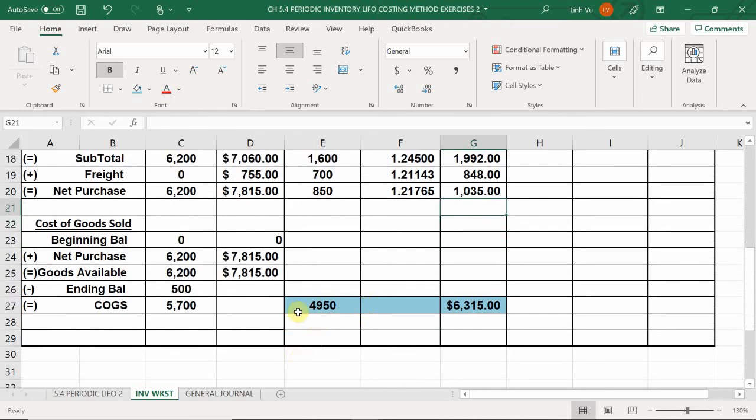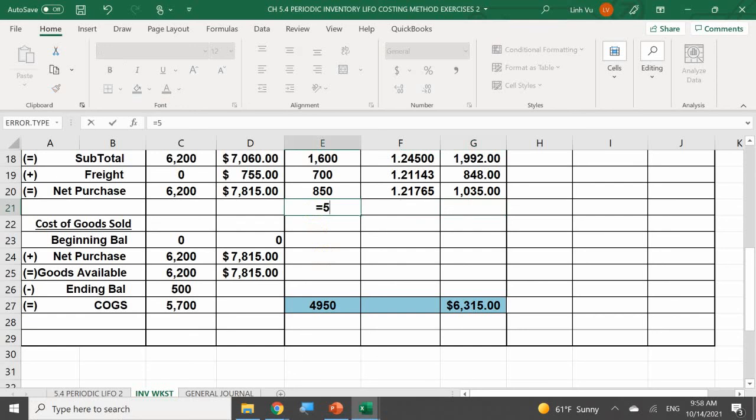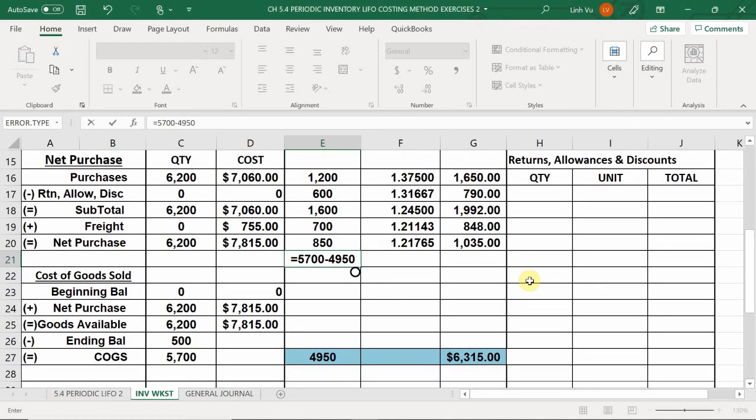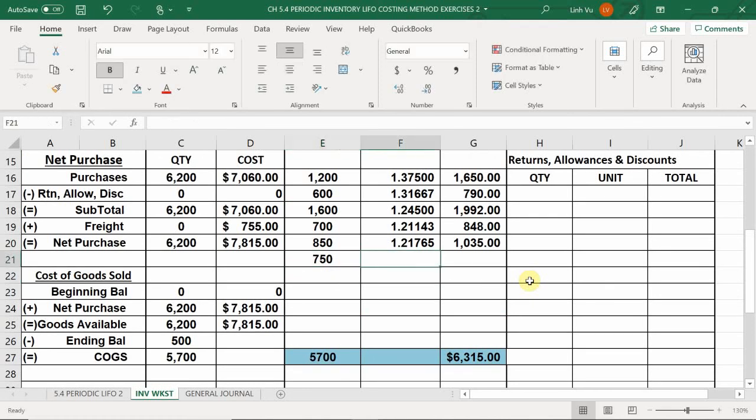Now I'm at 4,950. My goal is I need to reach 5,700, and I'm only at 4,950. How many more items do I need to sell to reach 5,700? 750. We need to sell 750.